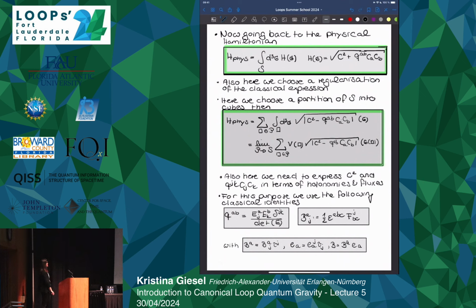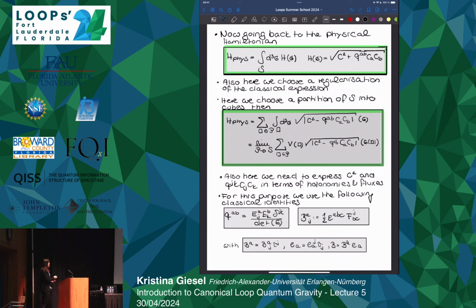And now we follow the same idea. So here we also choose a partition of our dust space S. And because this operator was quantized in a graph-preserving and graph-modifying way, it was more convenient to choose a triangulation in terms of cubes, which I call box, which is this box here. And we follow the same idea. So first we rewrite this integral over dust space as a sum over all cubes in the partition. And then we basically integrate over the individual cubes over the physical Hamiltonian density.